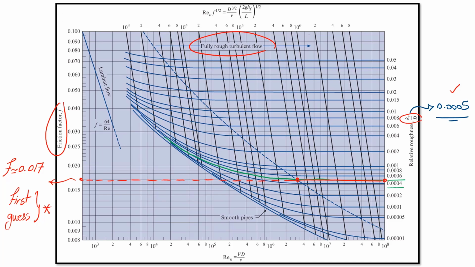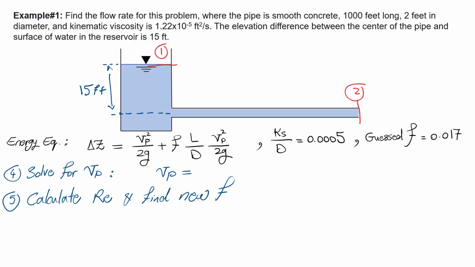I will explain how it works. I have summarized what we have done so far. We wrote energy equation, we had two unknown variables, and then based on K sub S over D, we guessed an F value. So this is our guessed F value. We're going to take this and put it in the energy equation, and in step 4, solve energy equation for V sub P, velocity in the pipe, right? Because that would be the only unknown variable in the energy equation. If you do that, the velocity would be almost 10 feet per second.